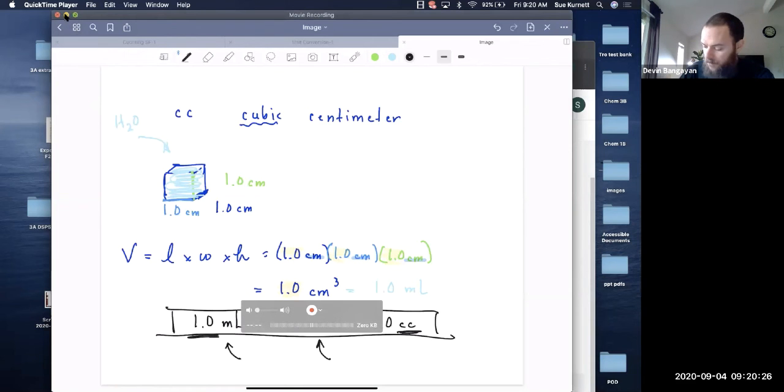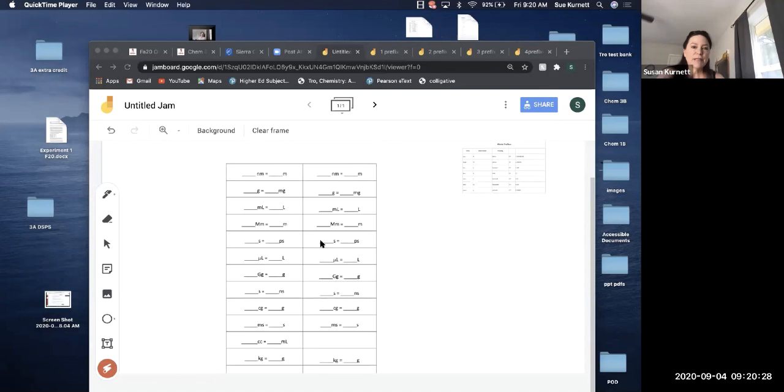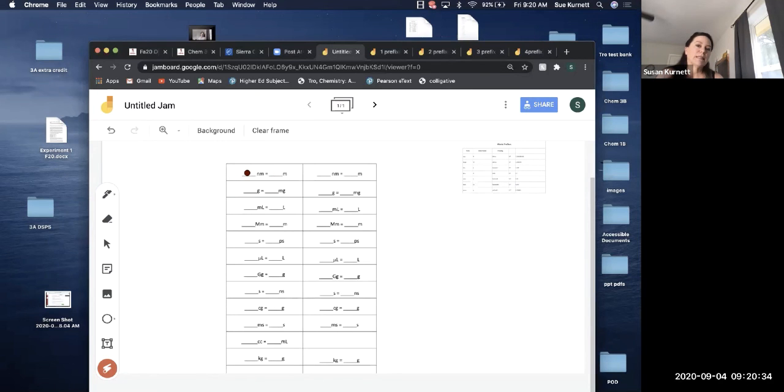Okay. So what we're going to do here is you and your friends are going to figure out what goes here and what goes there. So 10 to the 9 nanometers is a meter, or a nanometer is 10 to the negative 9 meters. If our exponent is positive, that's a large number. If our exponent is negative, that's a number less than 1.